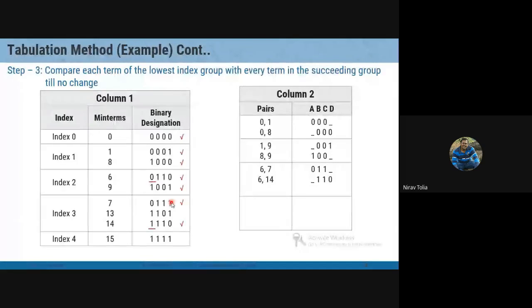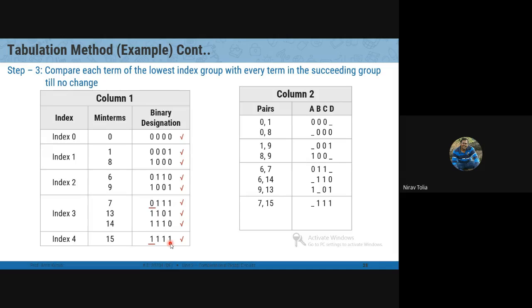Keval gives the right answer for 9 and 13. Okay, now we have to check index 3 with index 4. Keval already gives the answer. We have to check 7 and 15. So A is changing from 0 to 1. Here BCD 111. Here also BCD 111. So all the 3 remain the same. Only A is changing. So there is a possibility of 7 and 15, and A is changing.